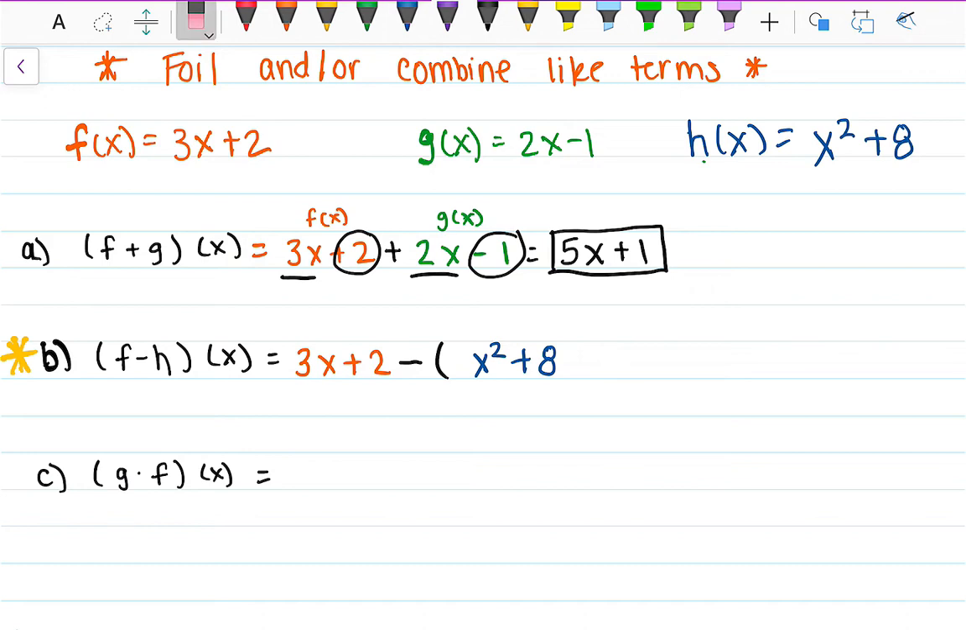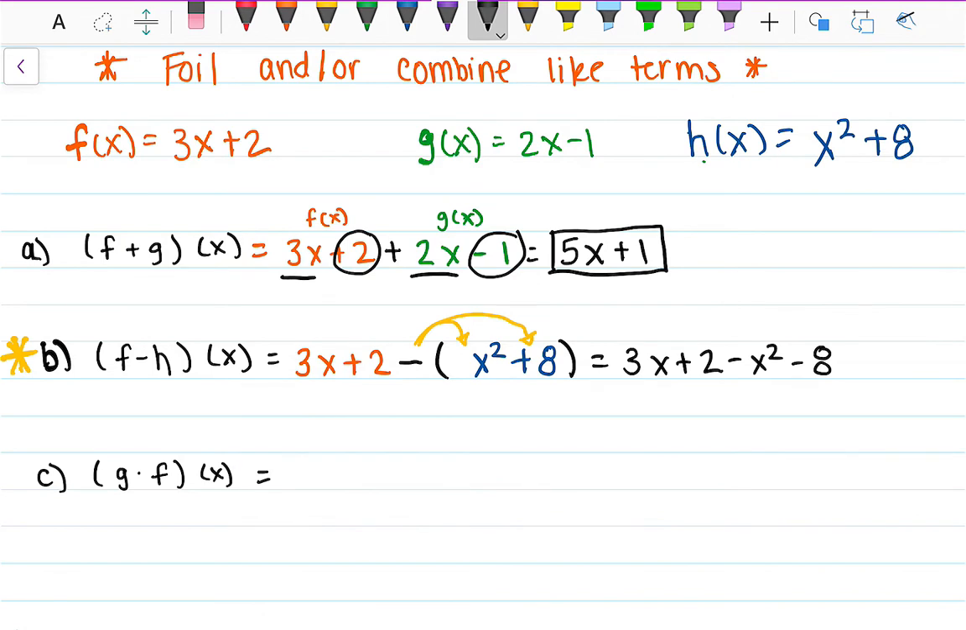I made my parentheses a little too big. Okay, so what do you think I'm going to do with that negative, with that minus? So if you said distribute, then you're correct. So I'm going to distribute that negative. So I get 3x plus 2 because nothing changed. But now I'm going to have negative x squared minus 8.